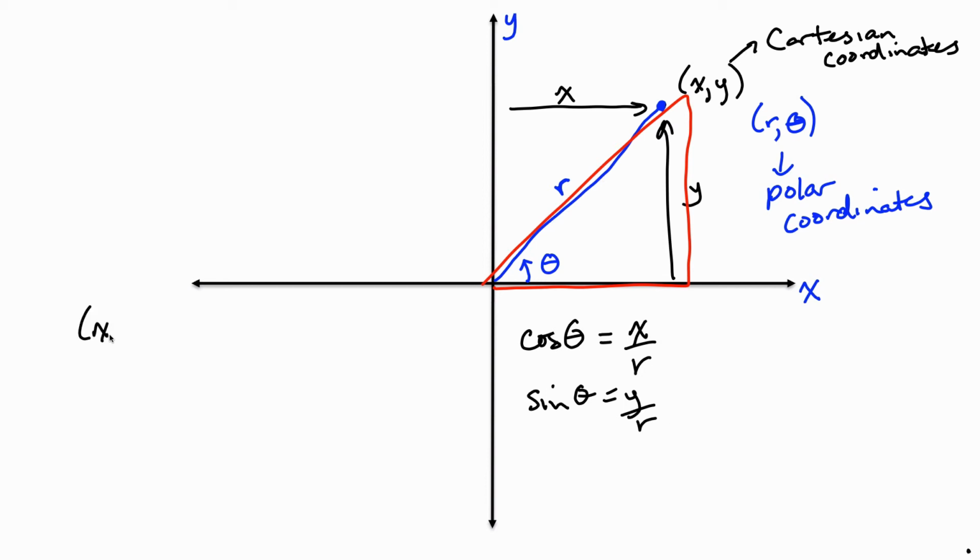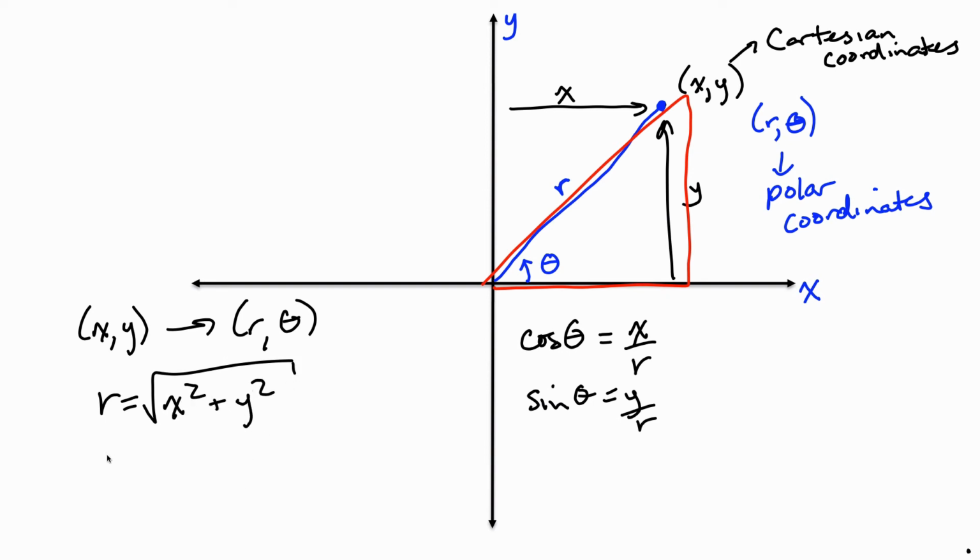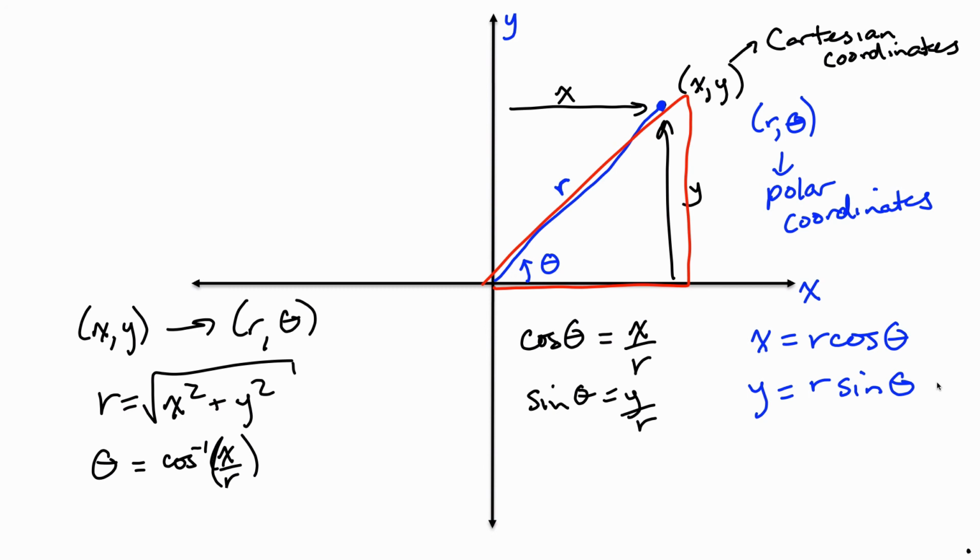So if I want to get from x and y to r and theta, well, r is the square root of x squared plus y squared by Pythagoras, which you remember, and theta is going to be, take your pick, inverse cosine of x over r, or you could use sine. Similarly, if you know the values for r and theta and you want to get x and y, x is equal to r cosine of theta, and y is equal to r times the sine of theta. And that's really all I want you to remember about polar coordinates.